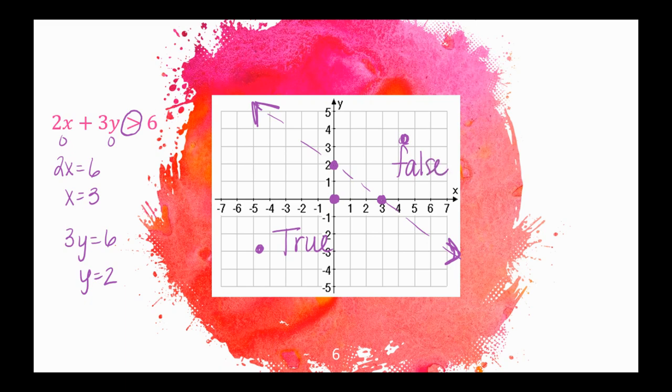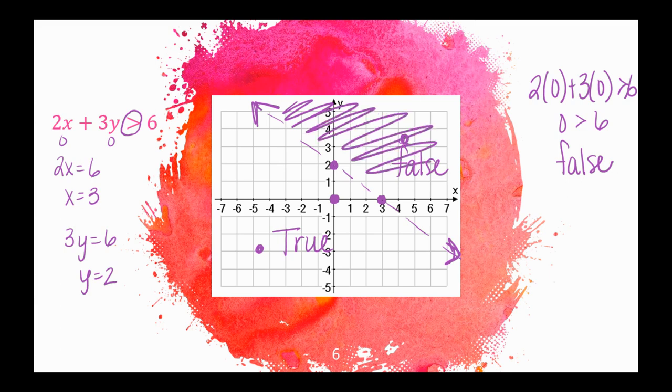So let's test the point 0, 0. I'm going to plug in 0 for x and 0 for y and see if I get a number that is greater than 6. Well, I think you already know that 0 plus 0 is 0, which is not greater than 6. So this is a false statement, meaning I'm going to shade on the side that does not contain 0, 0, because 0, 0 is not part of the solution set, okay?